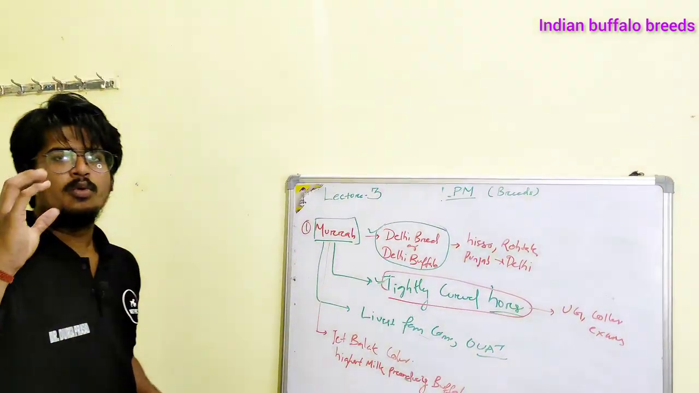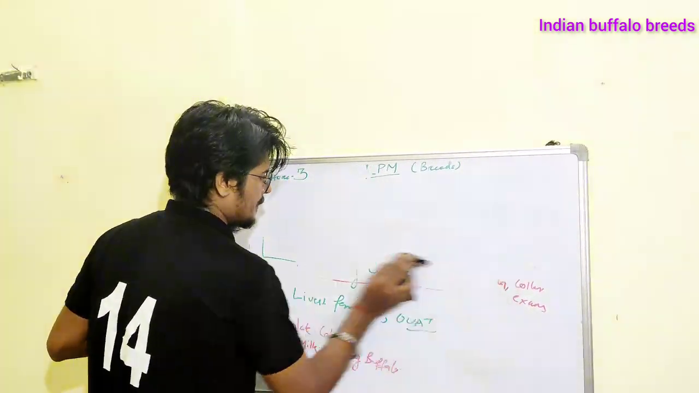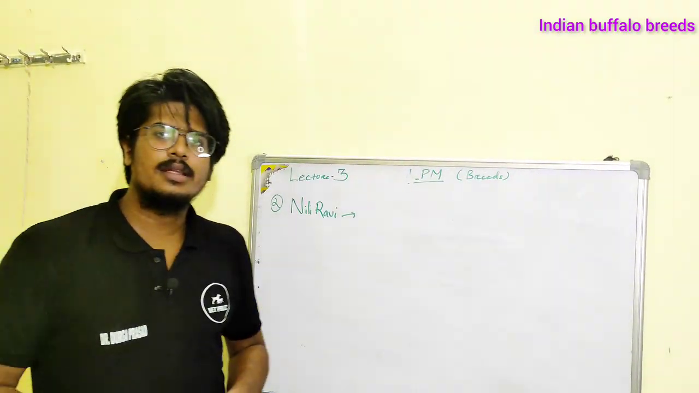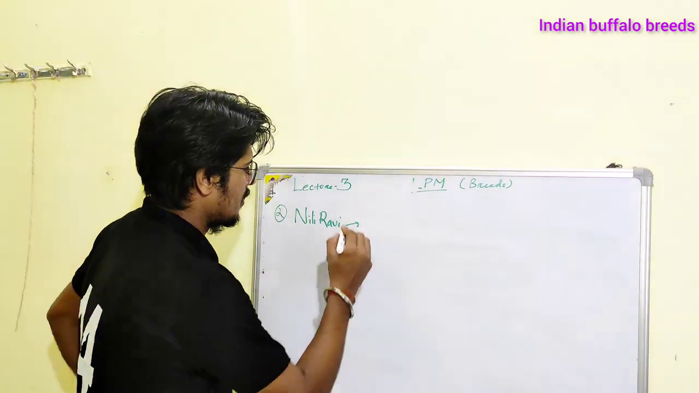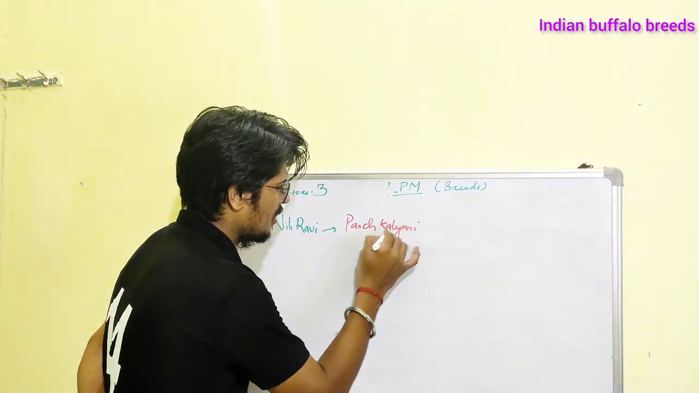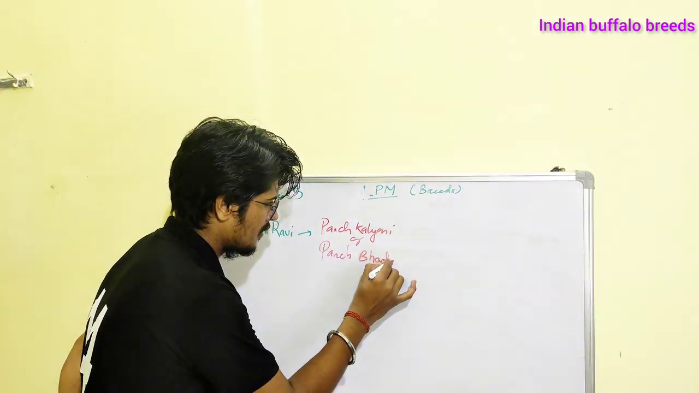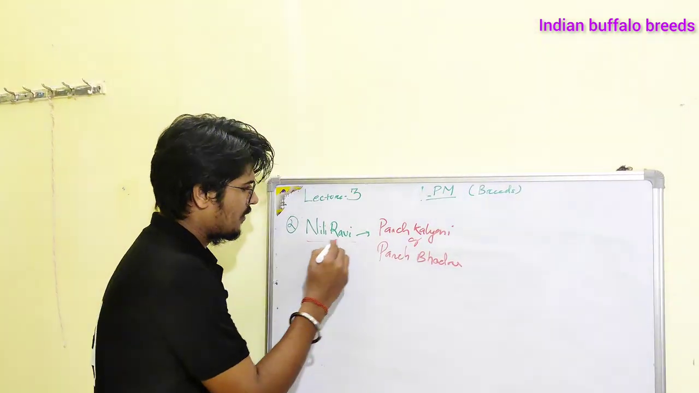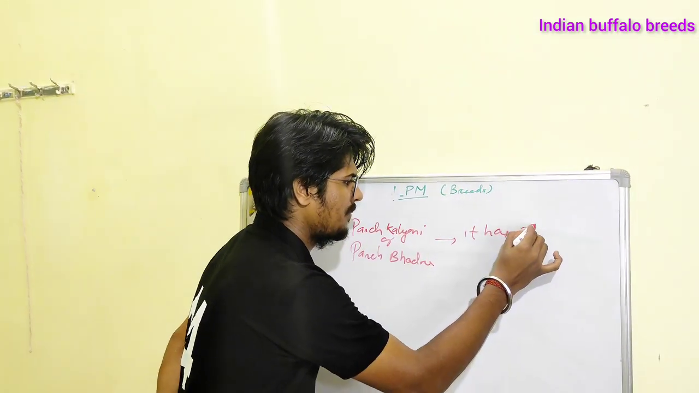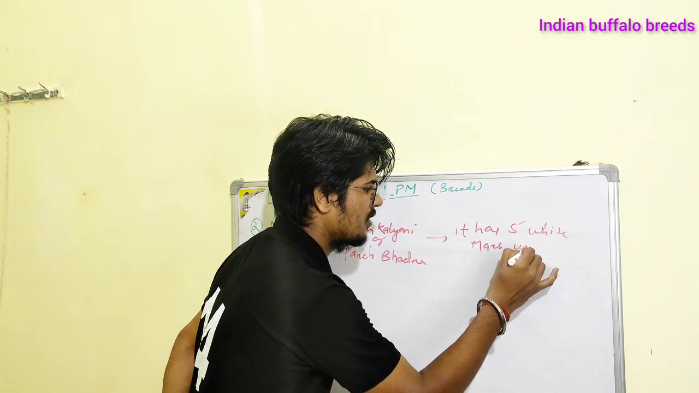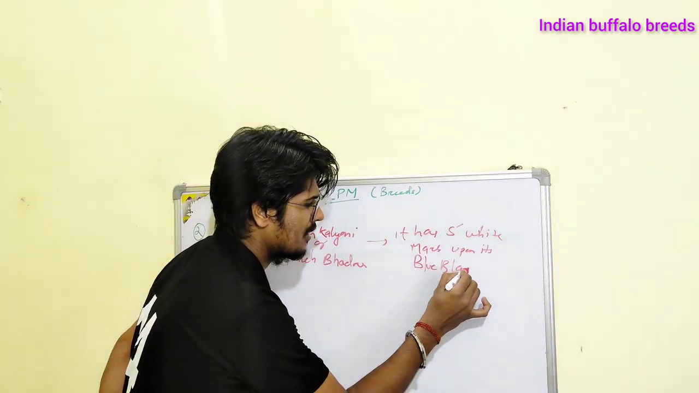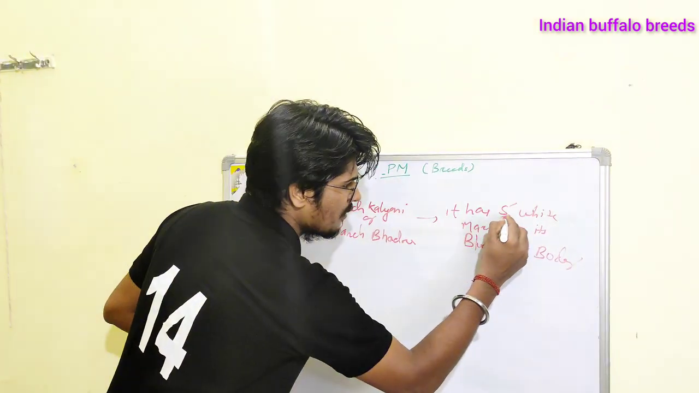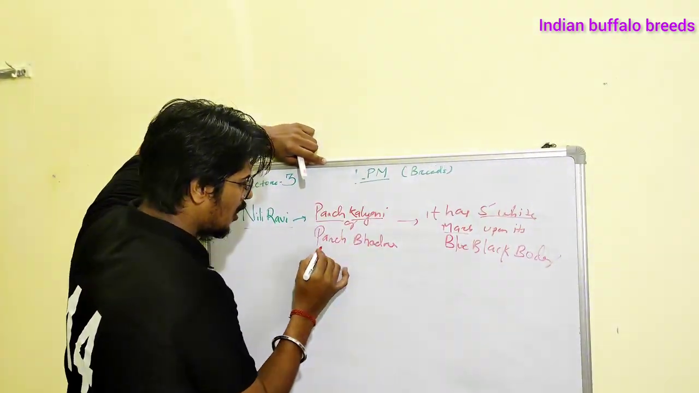The next from the Murra group of breeds is the Nili Ravi buffalo. The Nili Ravi buffalo is also known as Panch Kalyani or Panch Bhadra. Why are they called Panch Kalyani or Panch Bhadra? It lies in the characteristic of that buffalo: it has five white marks upon its blue black body, and the five marks are on the legs and on the head of the buffalo. That's why, due to five white marks, they are called Panch Kalyani or Panch Bhadra.